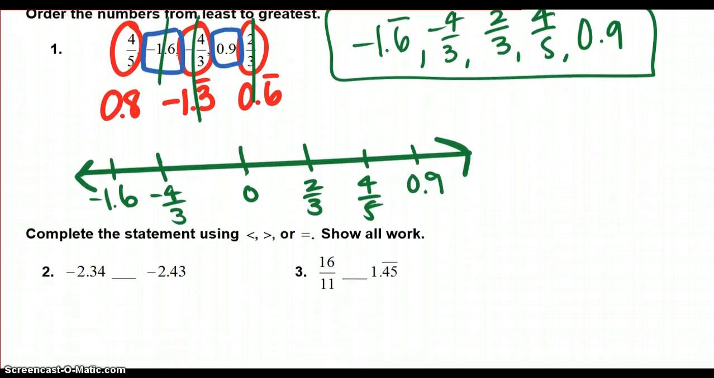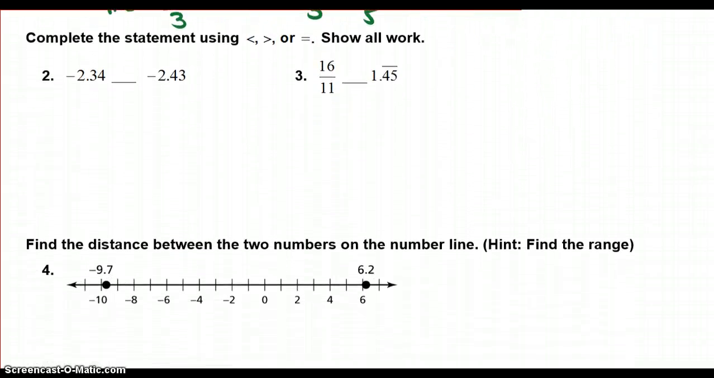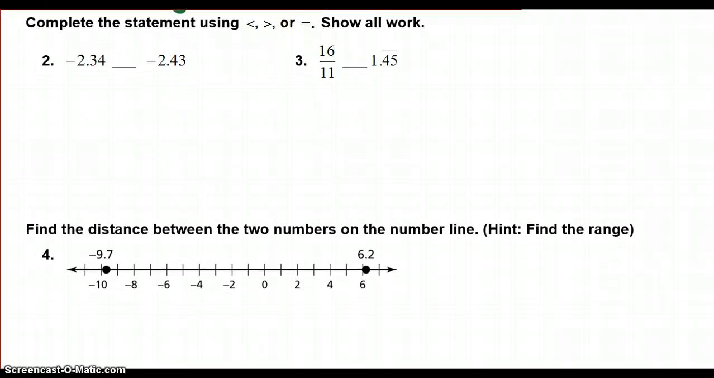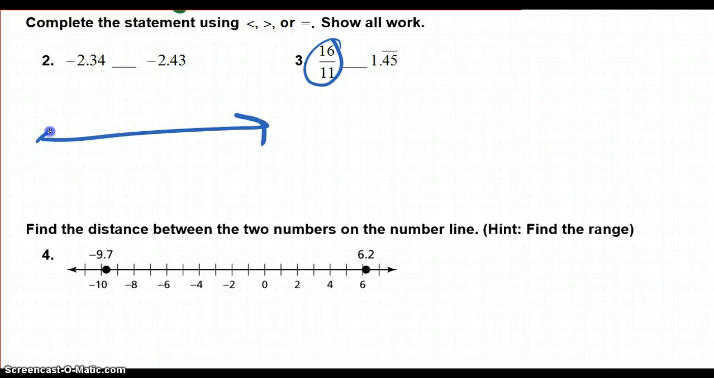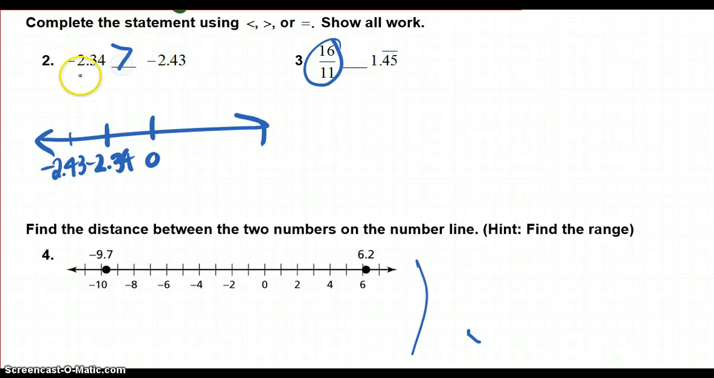Moving on to number 2, complete the statements using greater than, less than, or equal to. Show all your work. What I mean by show all your work is change the fractions to decimals. And the only one you have to change to a decimal is this fraction. Number 2, remember these are kind of tricky because they're both negative numbers. But if 0 is right here, negative 2.34 is right there. And negative 2.43 is less than. Okay, so this is the less number. So negative 2.34 is greater than negative 2.43.